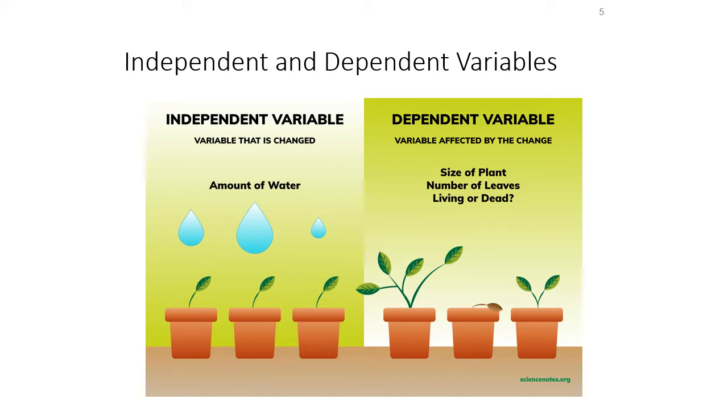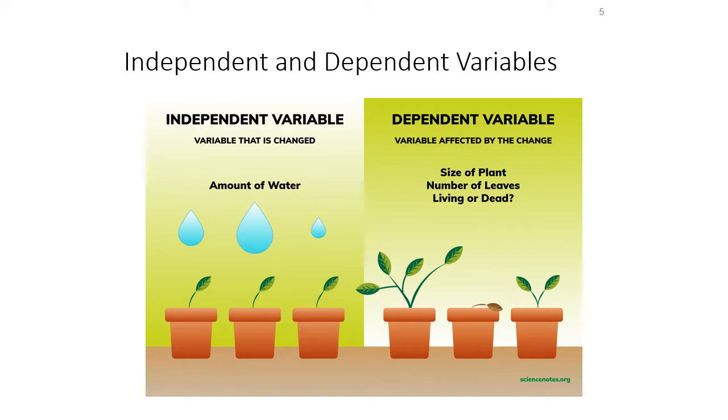She's interested in the number of leaves, another quantitative variable, and she's interested in whether the plant lives under different conditions. And so she thinks that these dependent variables, the size of the plant, the number of leaves, and whether the plant lives, depend on the amount of water.